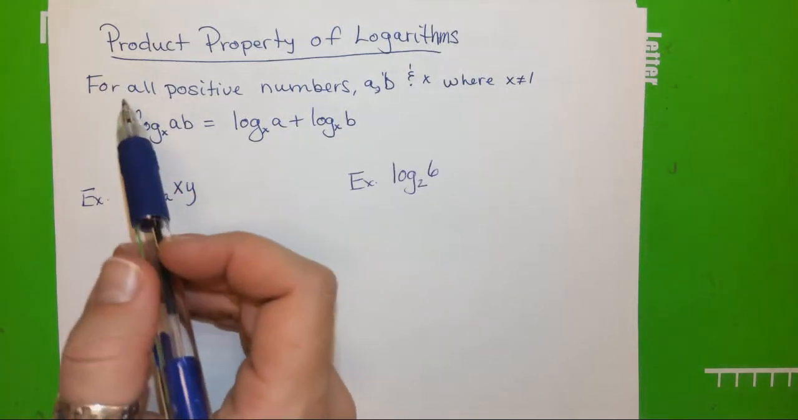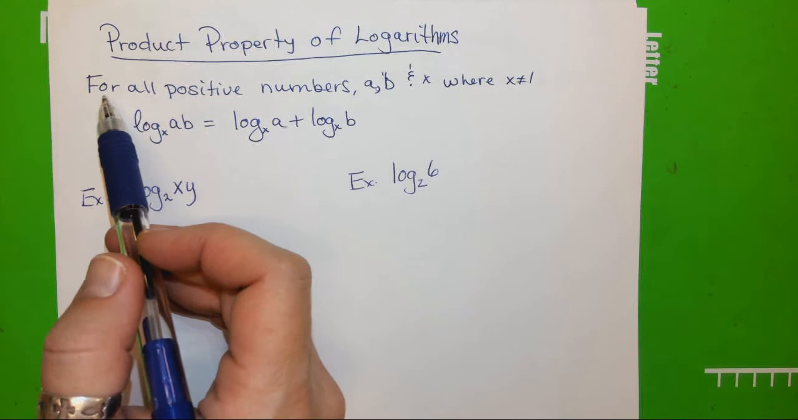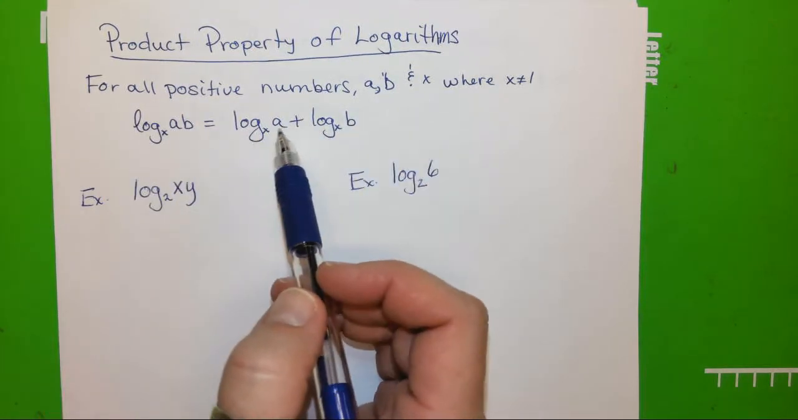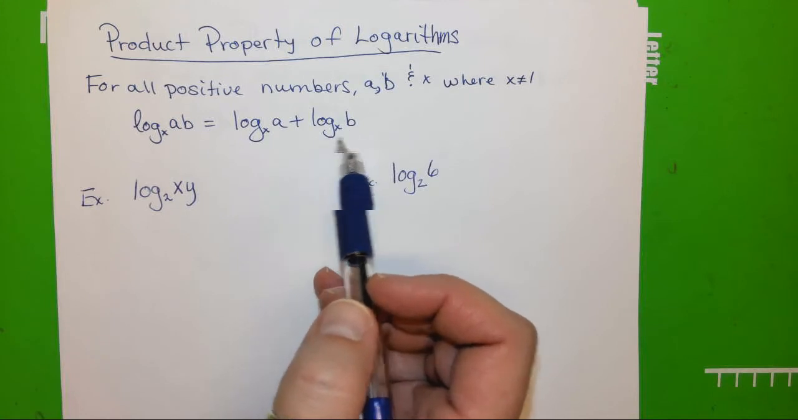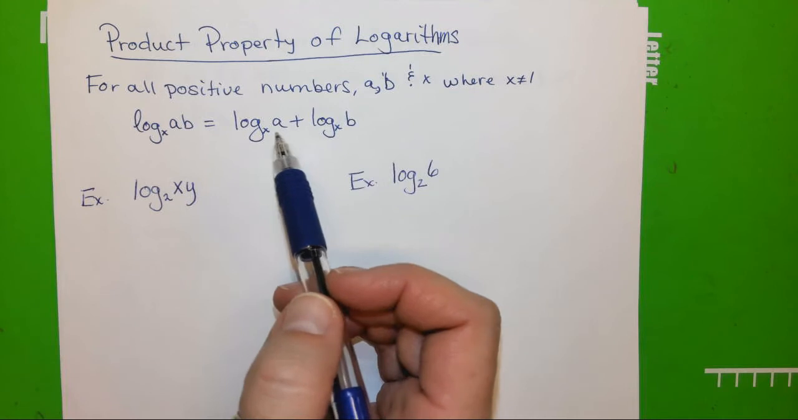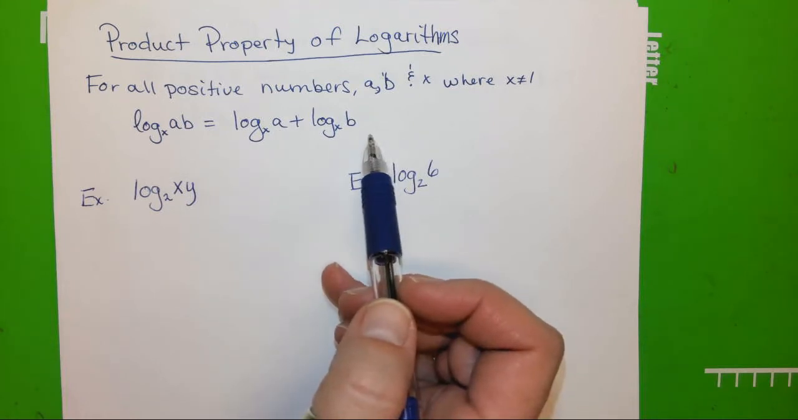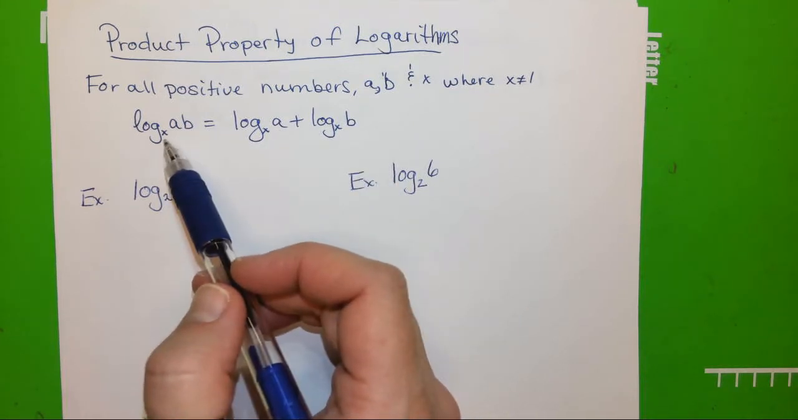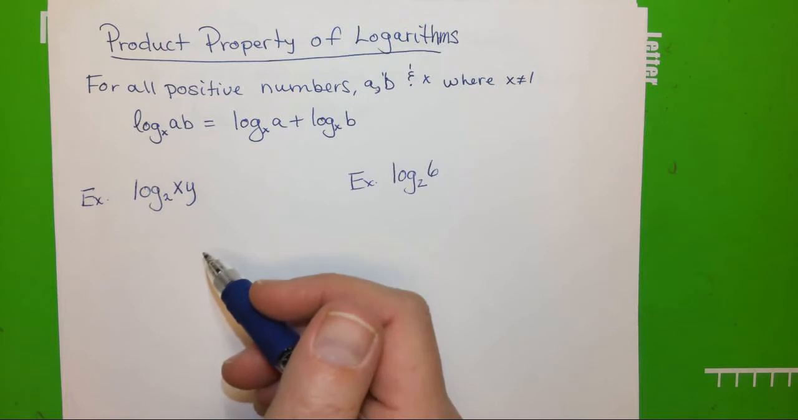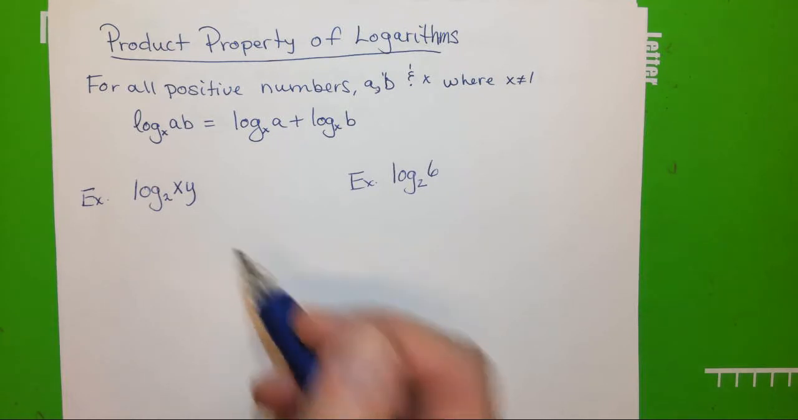Product means multiply. So the product property, it says for all positive numbers a, b, and x. So we know that a, b, and x all have to be positive. We talked about in class how when a and b are negative, there's no way that you can take a base of x, raise it to some exponent, and make it negative. We're going to look at the graphs of those a little later.